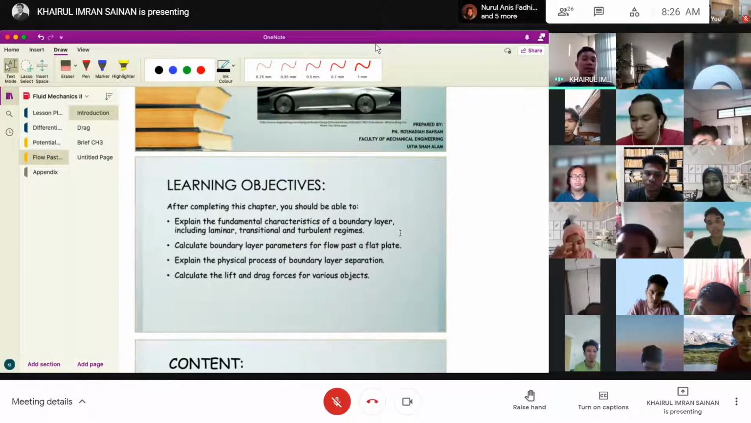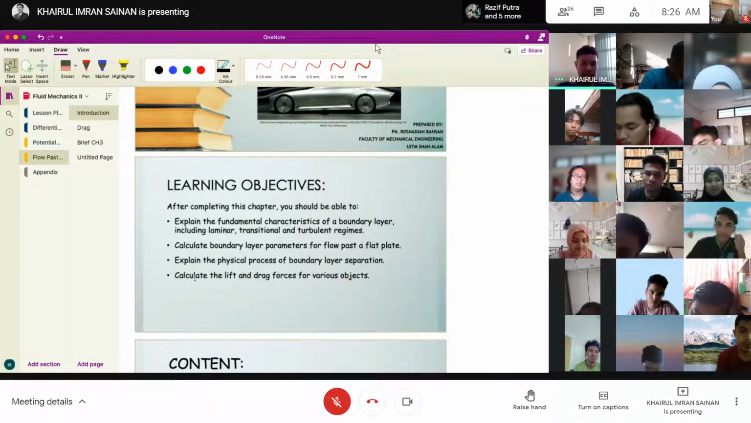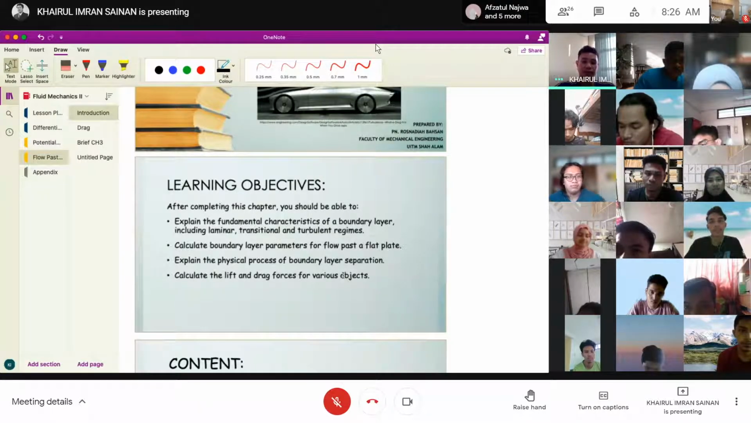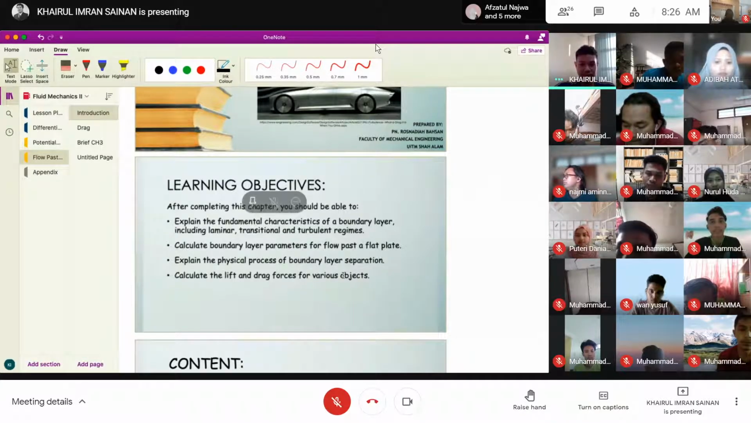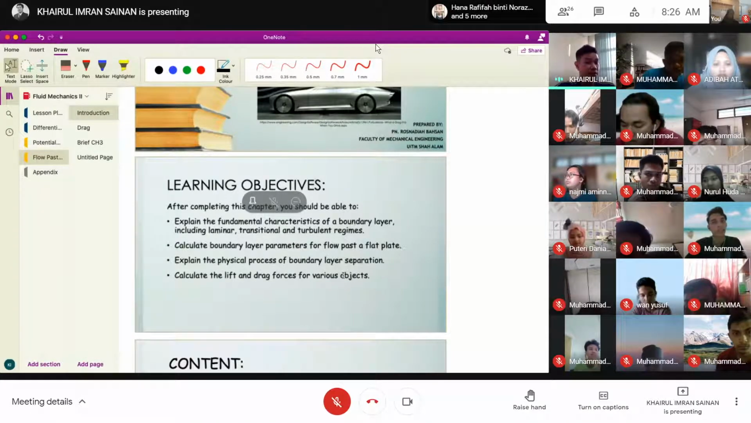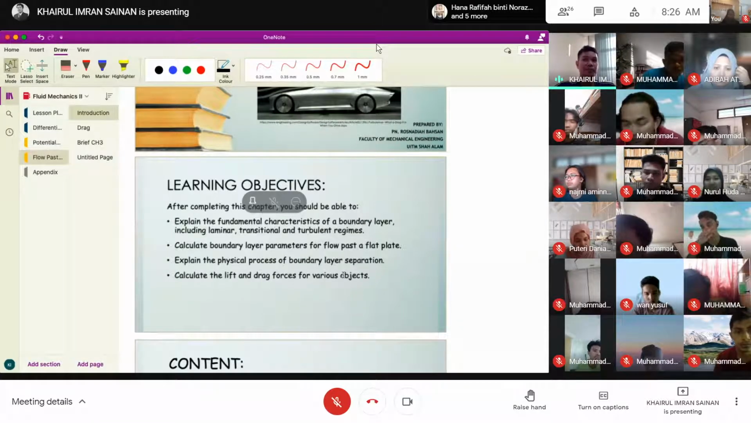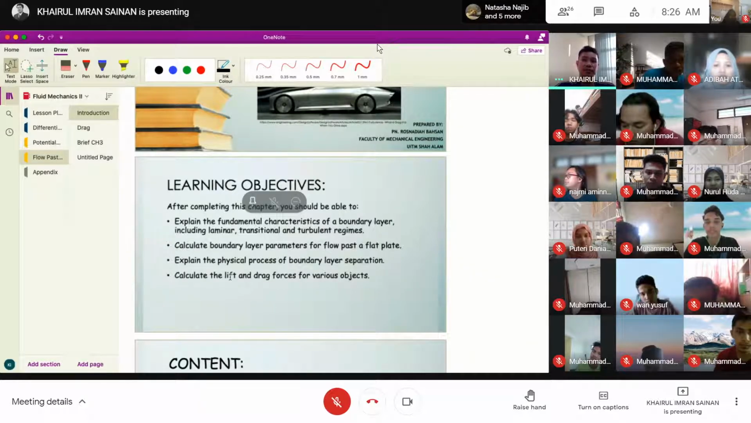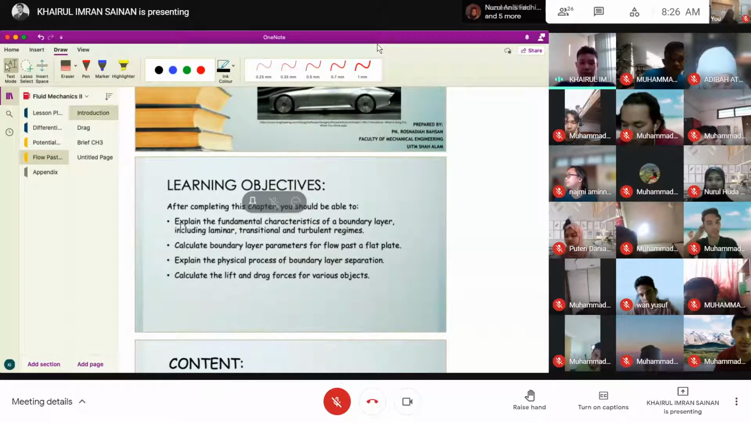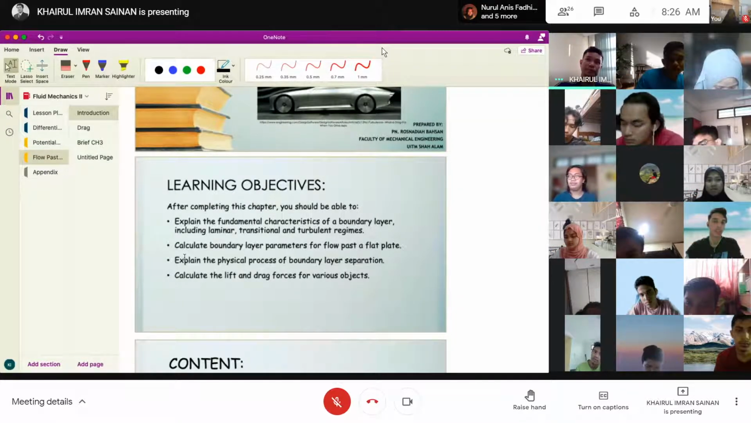Okay, this is the learning objective. As you can see at number 4, calculate the lift and drag forces for various objects. So in the end, in this chapter, the last thing they can ask is about drag force and lift, so FL or FD, right? From number 1, number 2, and number 3, I need to explain this one first.